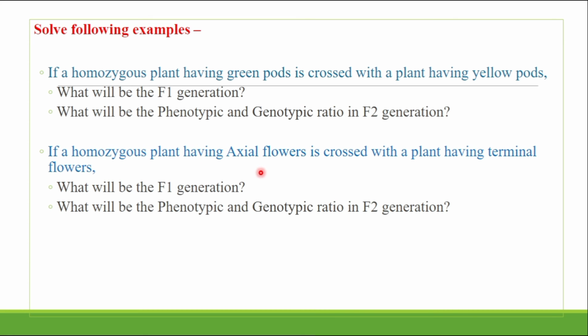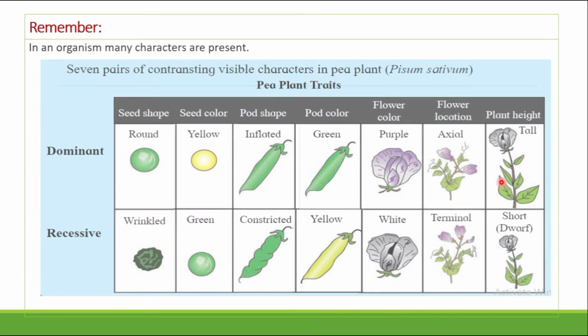The second practice you can perform: the axil flower crossed with the terminal flower. So the F1 generation is what? Again all flowers are axil flowers, but these are hybrid. So what's the phenotypic ratio in this cross? Again 3:1, and the genotypic ratio is 1:2:1. When solving these two questions, remember that there are 7 pairs of contrasting characteristics, a dominant one and a recessive one. This concept you already studied in the last video.